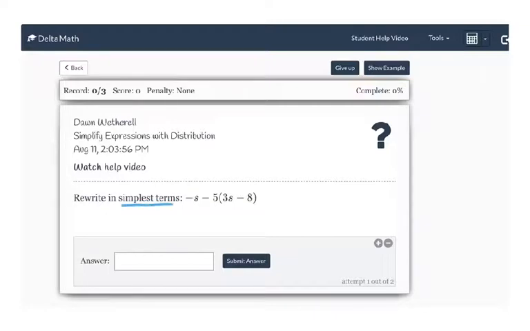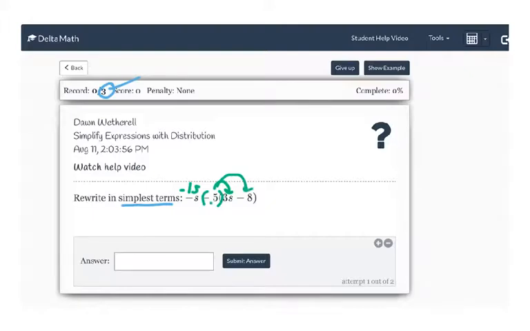So again, I need 3 correct. If it takes me 20 times to get 3 correct, whatever I do, I need to get 3 correct for 100%. So simplest terms. Now remember your basic algebra here. If you see a negative s, this is really a negative 1s. And this negative 5, this negative goes with the 5. So if you remember, you have to distribute that negative 5 to each element inside the parentheses.